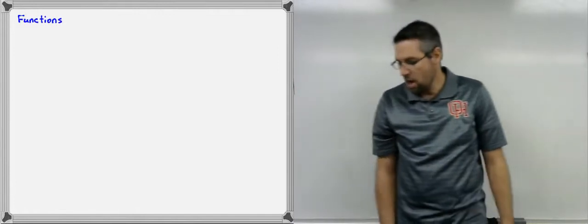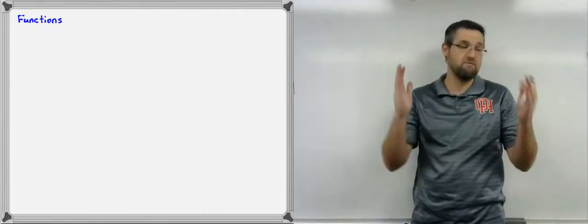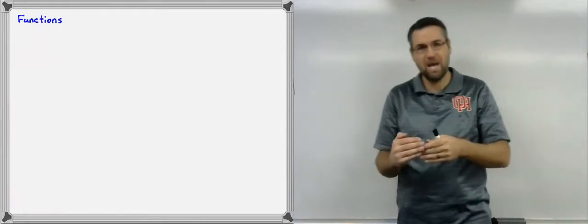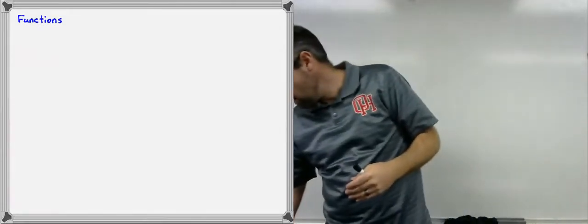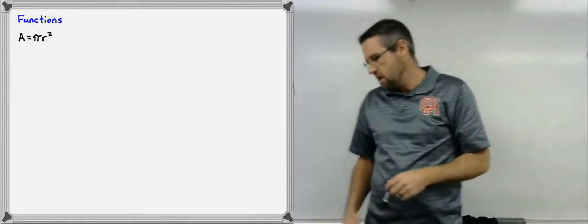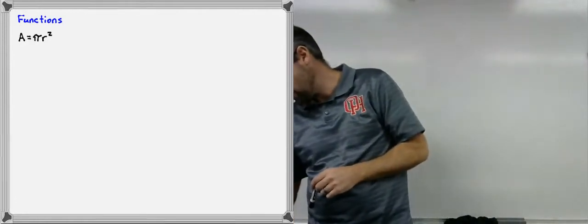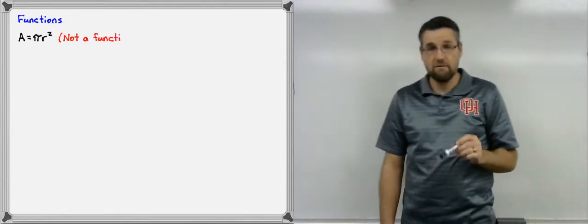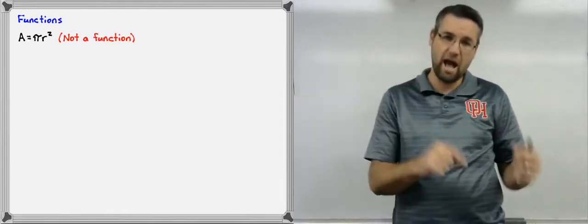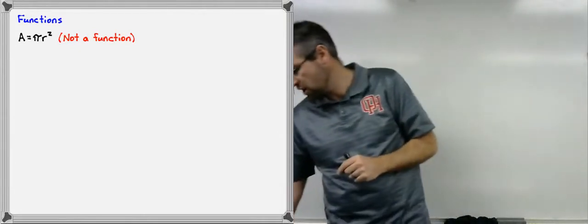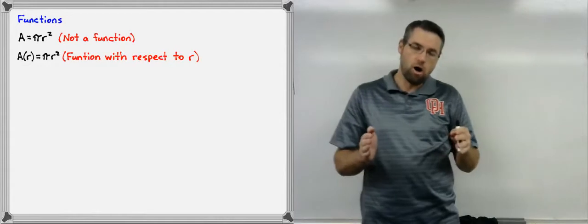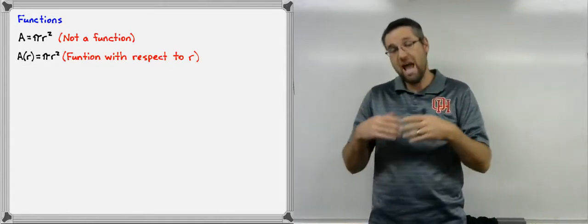All right. Now, let's talk about the idea of a function. Now, we know a function is a relationship between an input value and an output value. And sometimes we have equations that have multiple variables. Now, this right here, A equals pi r squared, is not a function because we haven't identified what the input is and what the output is. Okay, it's not a function. Remember, that's the area of a circle. But if I write it as A of r equals pi r squared, now it is a function.